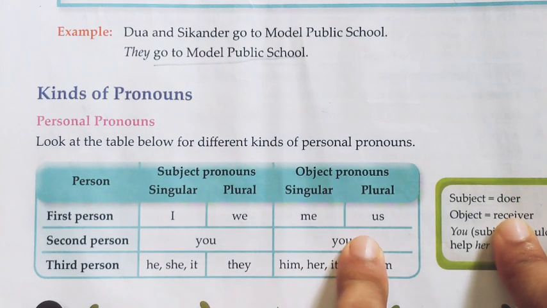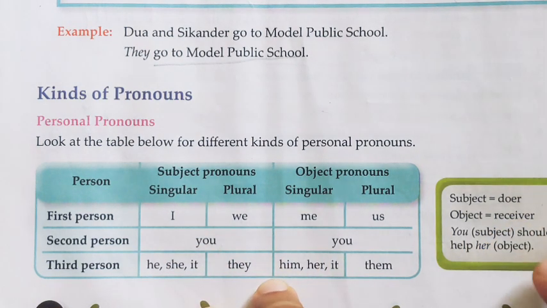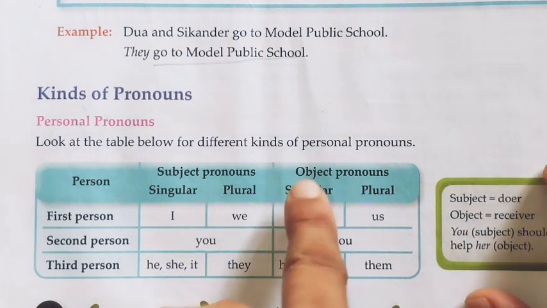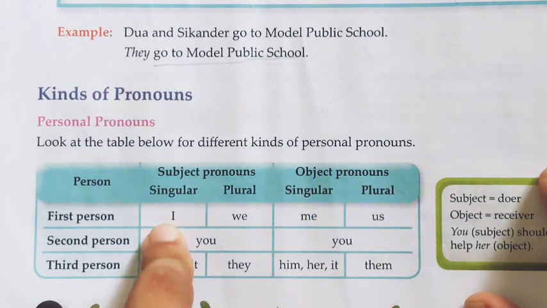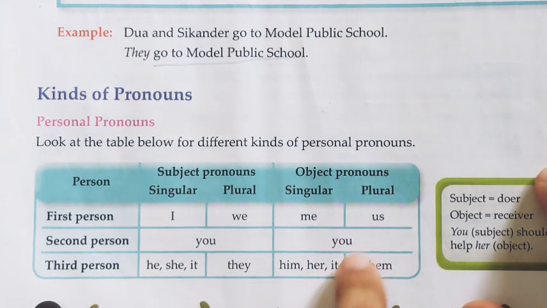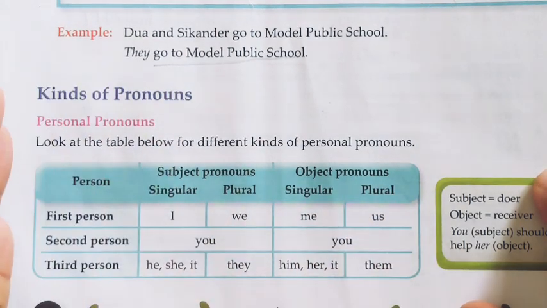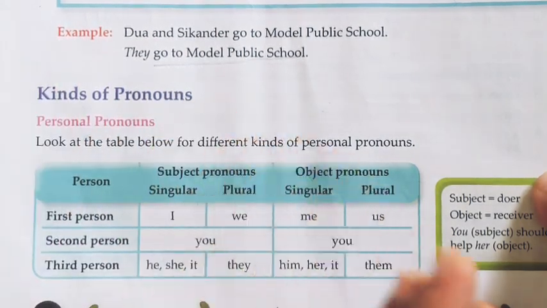Then comes the object pronouns. Object pronouns are the receivers of some verb, some action. So object pronouns are not the same as subject pronouns. We use them at the end of the sentence. We use them after the verb, whereas subject pronouns are used prior to the verb. This is the difference between subject and object.